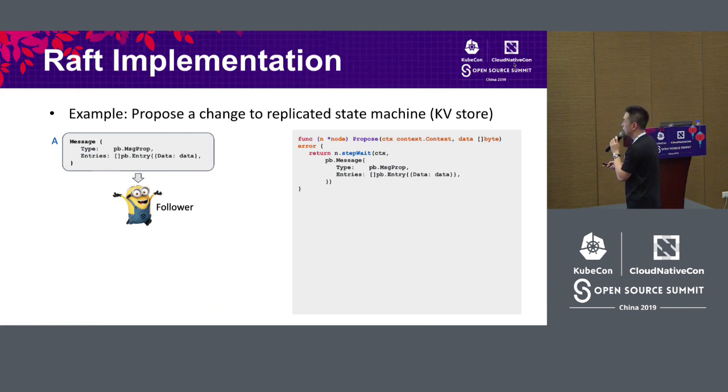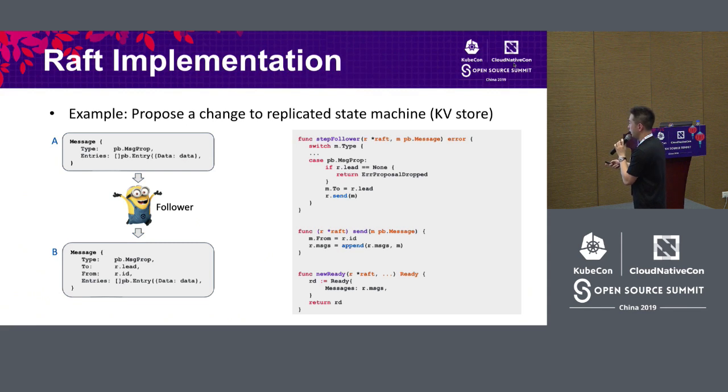So what's in this message? You can see the type is message prop, and it includes the entries. This is the data. Remember, this corresponds to the client request, right? So this message, let's call it message A, goes into the follower Raft state machine. Now, if you go to the source code, remember, it's going to be sent to the step function, which eventually, because it is a follower, goes to the step follower function. Now this function depends on its input message. It's going to execute different code paths. In this example, because our input message is of this type, it goes to this code path.